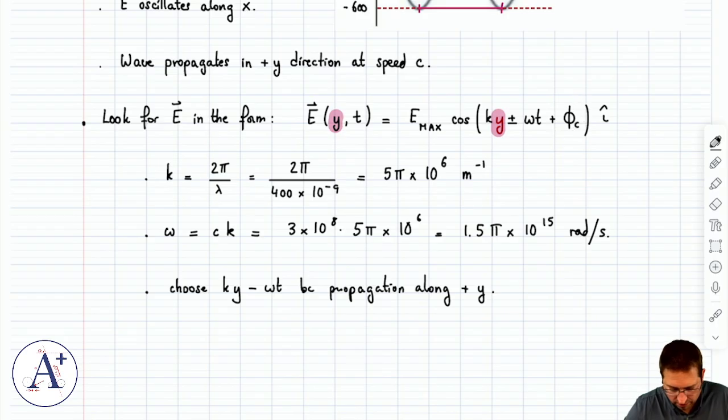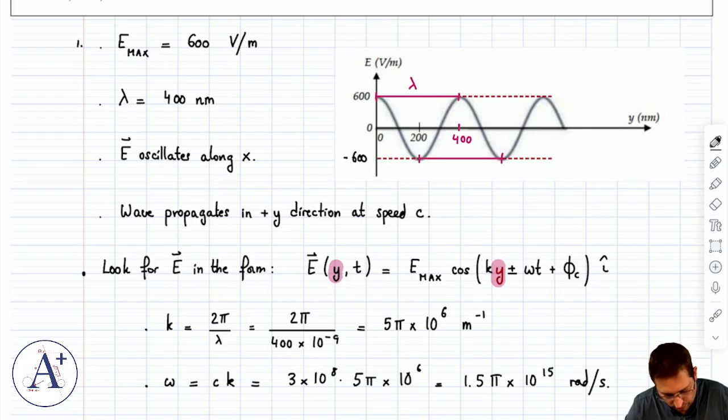Okay, and so then we have almost everything. We just have to find phi sub c. Now phi sub c tells me what happens at t equals 0 and x equals 0. Really, it would be y equals 0 here. What happens in the direction of propagation at the origin when t is equal to 0? Well, E is equal to E max at t equals 0, right? Because it's 600 volts per meter.